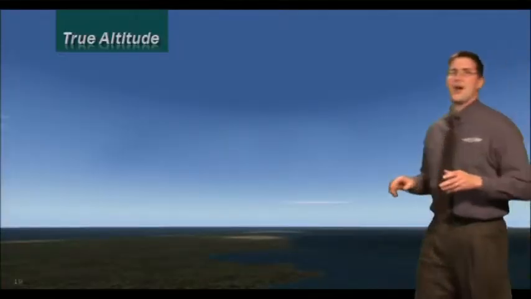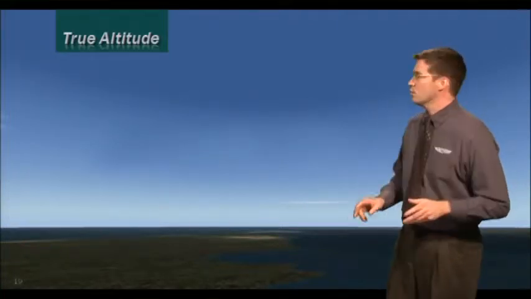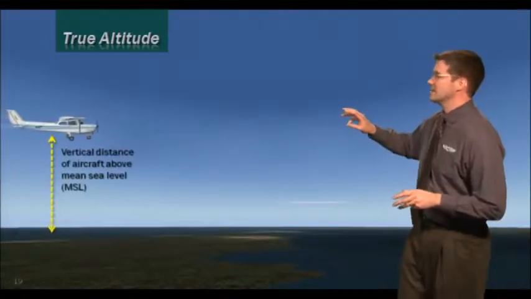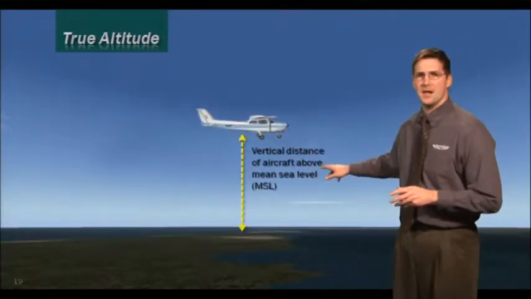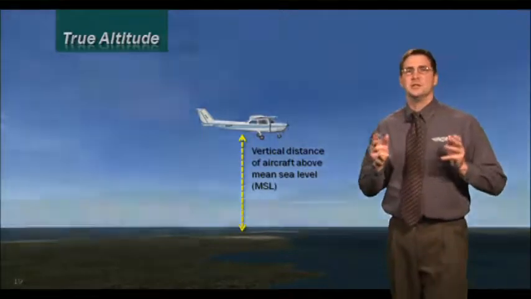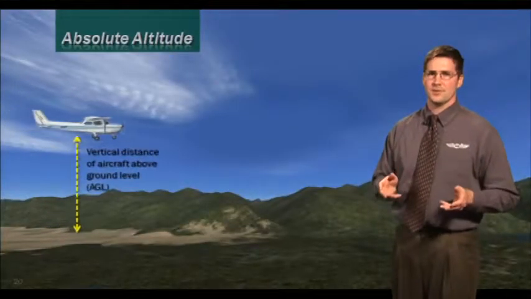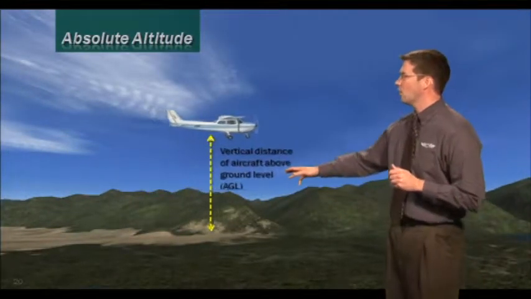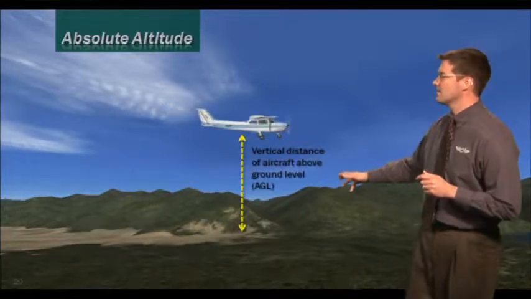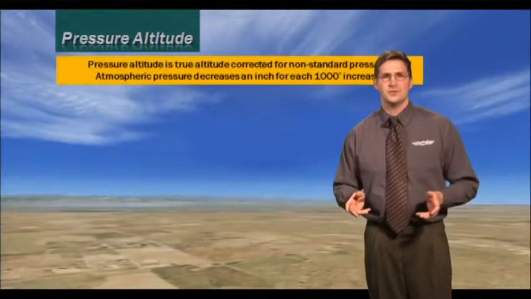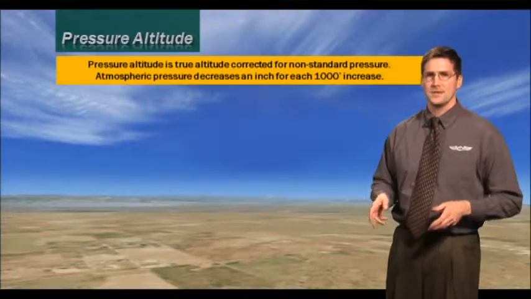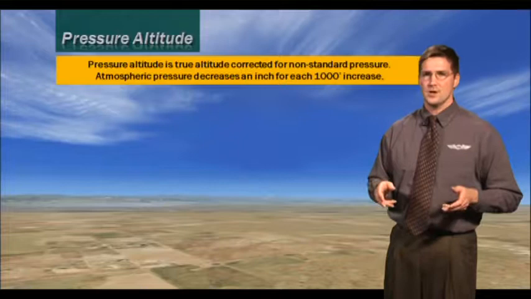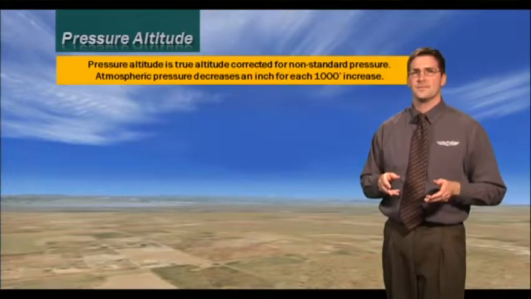Let's move on and talk about the various types of altitudes. We'll begin with true altitude. And true altitude is the vertical distance of the airplane above mean sea level, or MSL. Next, absolute altitude is the vertical distance of your airplane above ground level, or AGL. Next, pressure altitude is true altitude corrected for non-standard pressure. Standard atmospheric pressure is 29.92 inches of mercury.